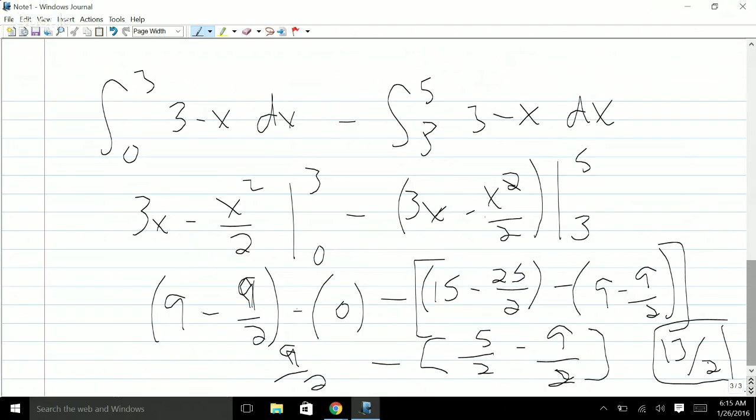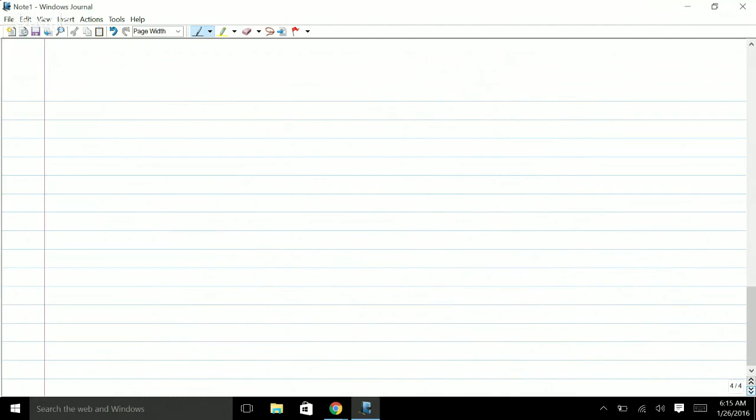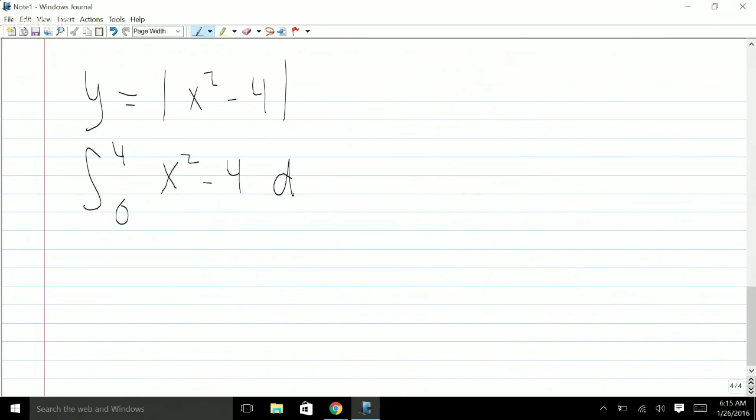Let's look at this. I want x squared minus 4. Okay, and we want to calculate the integral from 0 to 4 of x squared minus 4 dx. And we want the absolute value on there too.